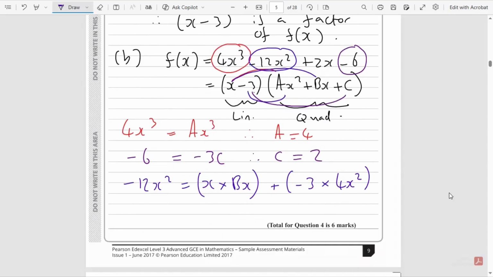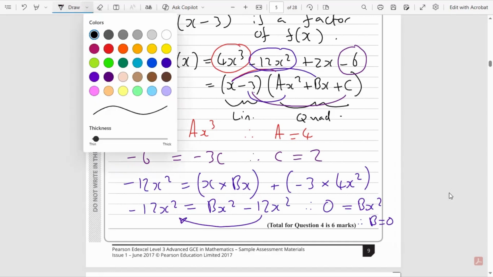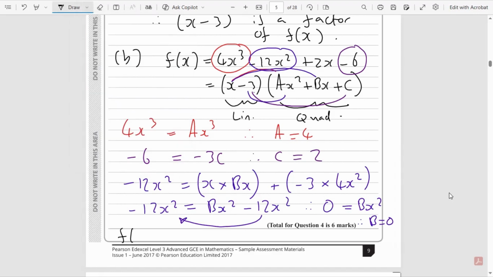Now, if we scroll down a little bit here, we've got bx squared, and then minus 12x squared must be equal to minus 12x squared. So what we can do now is add the minus 12x squared to the other side, which leaves us with 0 equals bx squared. So therefore, b is going to be 0. So now we know that f of x must be equal to x minus 3 multiplied by 4x squared, and then 0x, we won't bother writing that down, and then plus 2. So that is going to be our factorization.